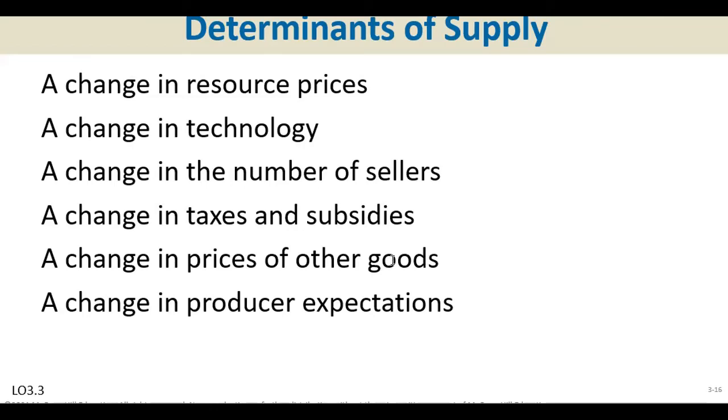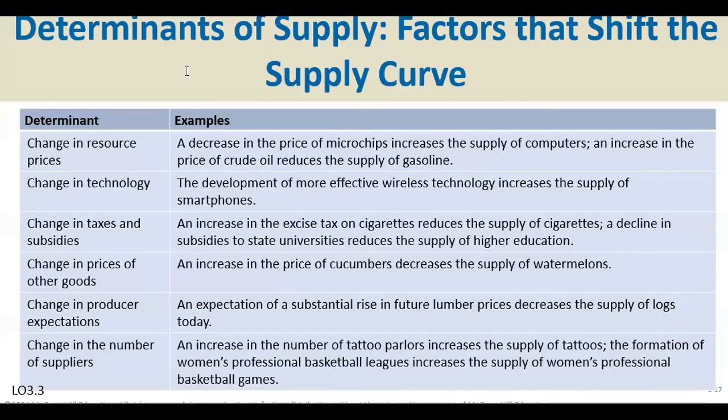supply the market. The change in producer expectations works similarly to consumer expectations. If the producer expects something better in the future, they are going to plan accordingly. If they are not optimistic about the future, if they are pessimistic, that is also going to impact the supply, the quantity or the amount of supply put on the market.